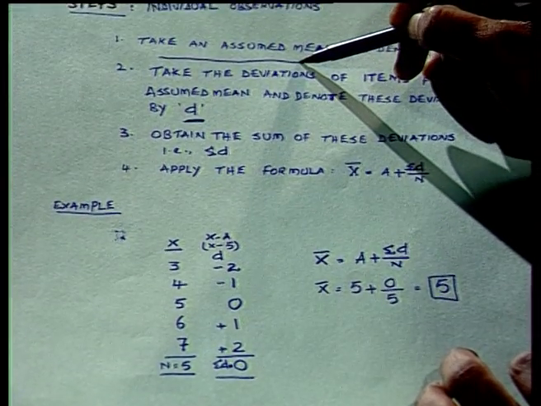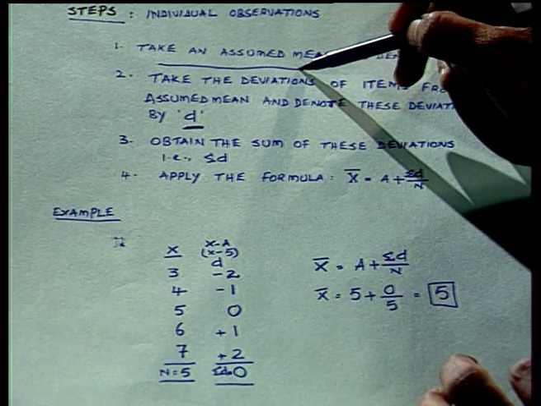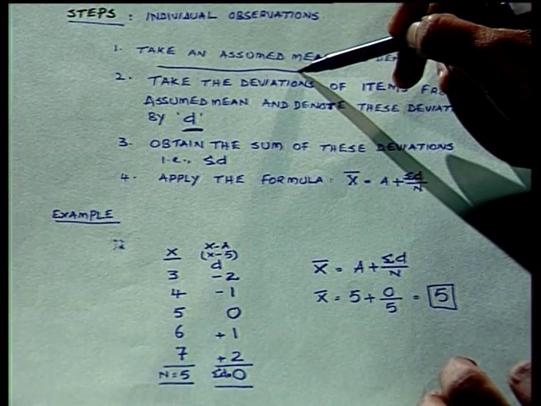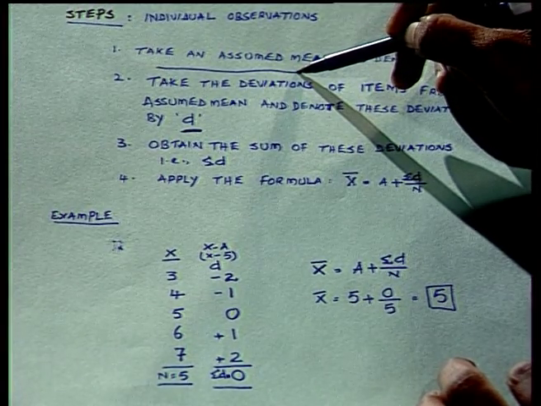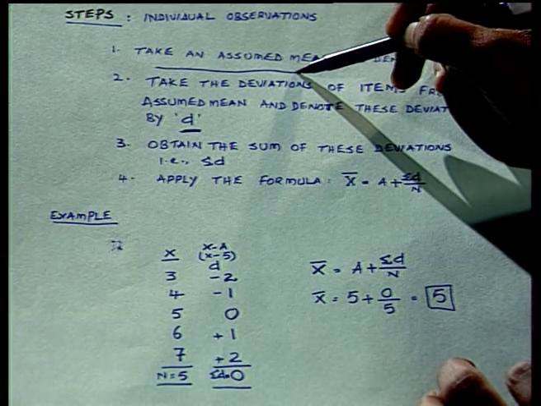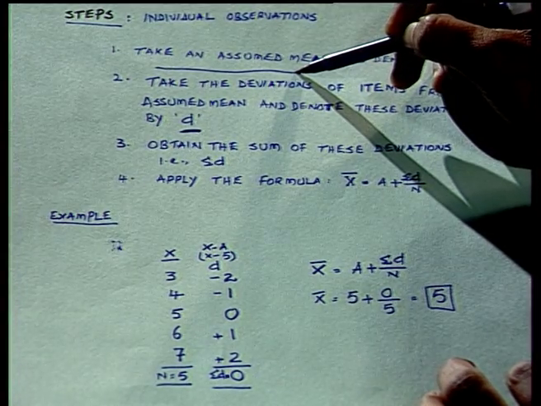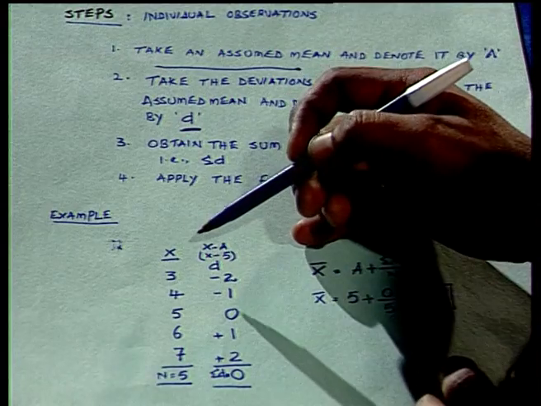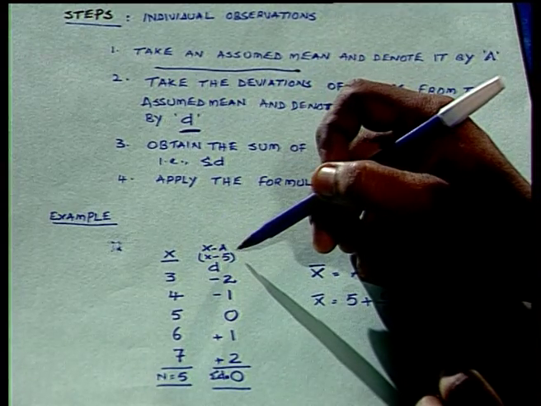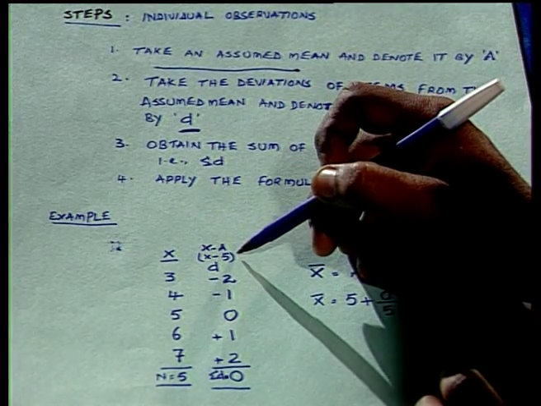It's not necessary that we should take any one of the values of the variable given as an assumed mean. You can take any value, but for a simpler understanding of the whole process, we take one of these values. In this example, it's 5, which is taken as an assumed mean here.